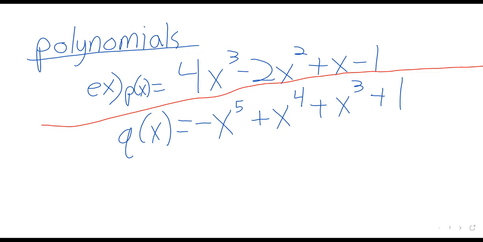If it really bothered us, we could think that, well, we have a 0x squared term and a 0x term. And then, if I'm remembering that's right, that was a plus 1. So, we can be missing terms, that's fine, doesn't stop it from being a polynomial.